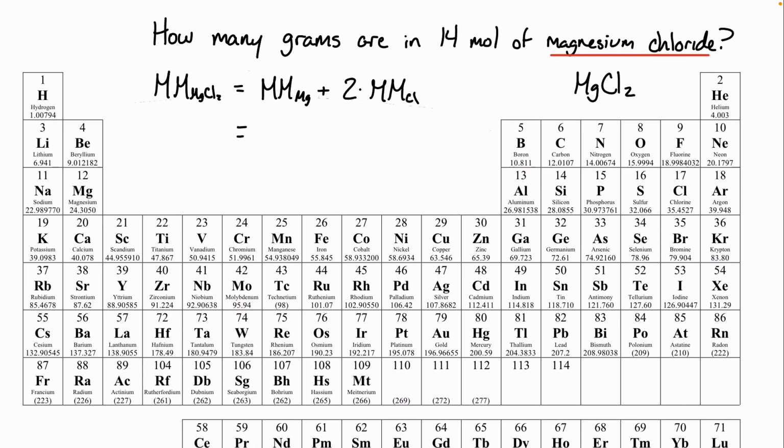All right, and again, I can ignore sig figs as long as we always take all of the digits off of our periodic table here. So I'm going to take the 24.3050 plus 2 times the 35.4527, and I get 95.2104. Again, molar masses are not just grams or moles, but grams per mole, right? Grams over moles.